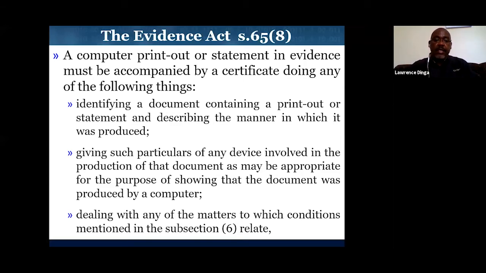The role of the certificate here is to identify the document containing a printout and statement and describe the manner in which it was produced. So if you bring that evidence and you cannot tell the court how you got it, then it does not meet this criteria. The certificate should also give such particulars of any device involved in the production of that document as may be appropriate for showing that the document was produced by a computer. That must come out very well on that certificate.